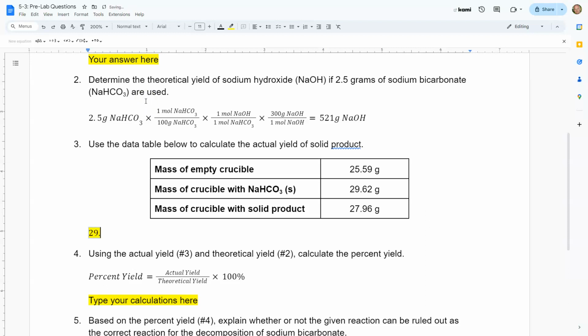So 92.62 grams minus 27.96 grams, and let's say that equals 34 grams. Okay, whatever it is. But make sure you're using the equation editor and making it look nice and pretty.